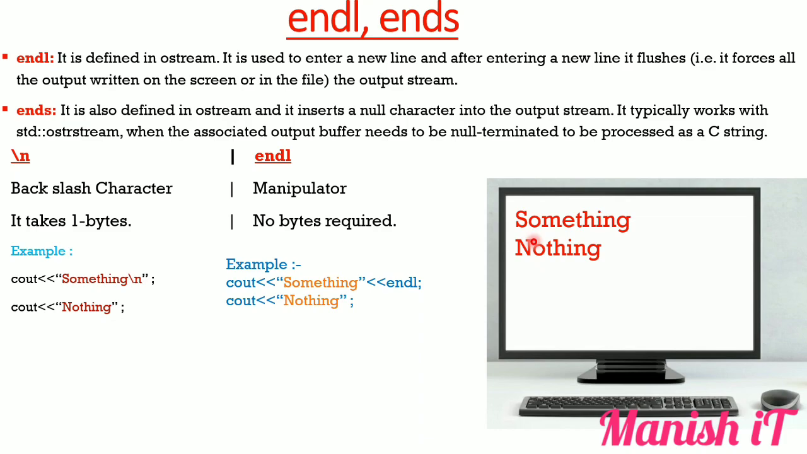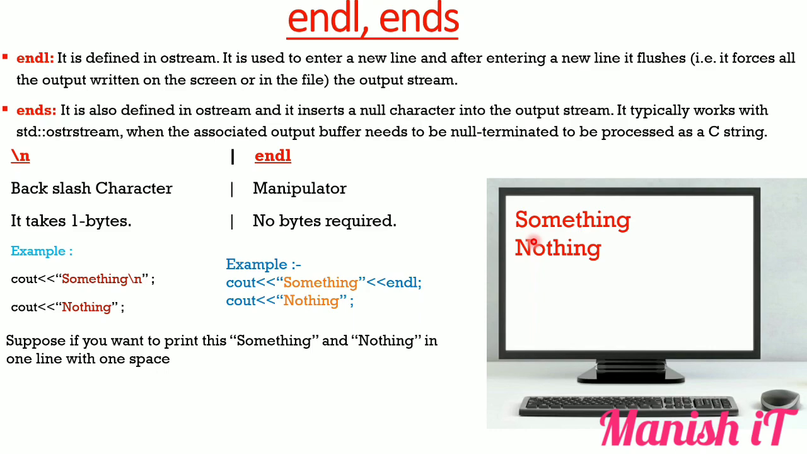Our next discussion is, suppose you want to print something and nothing in one line with one space. What do you do? Before, I already discussed the index function. The index function gives us one space within the string or character. So suppose you are writing something and nothing, and you want to print it in one line with one space.